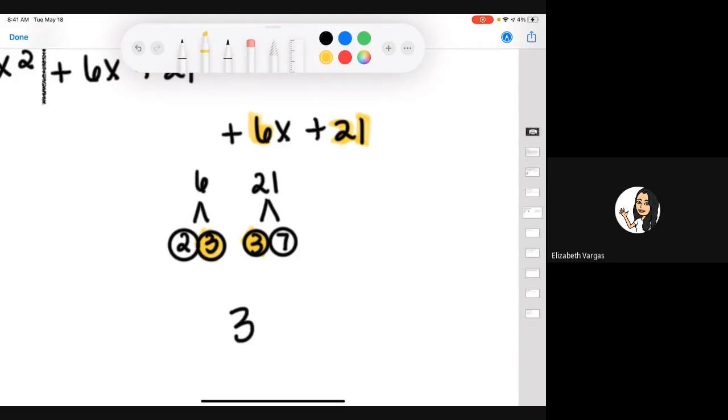Now here, we see an x, but we don't see an x over here. And so because of that, we don't need to factor out any x's.